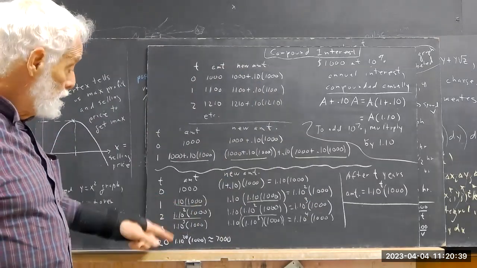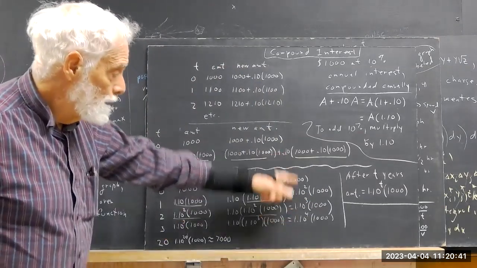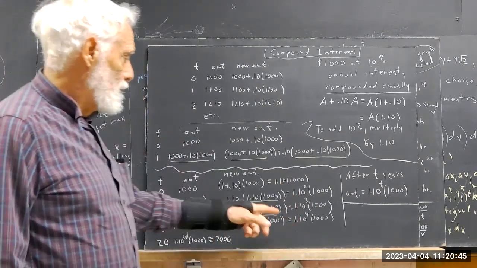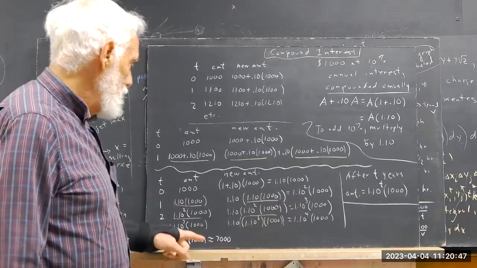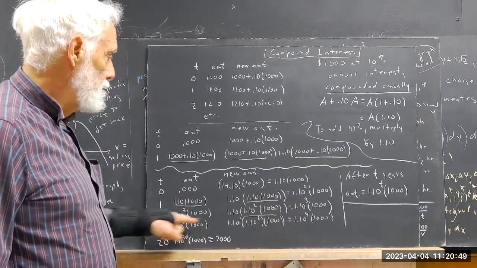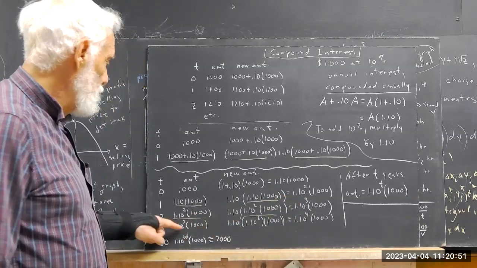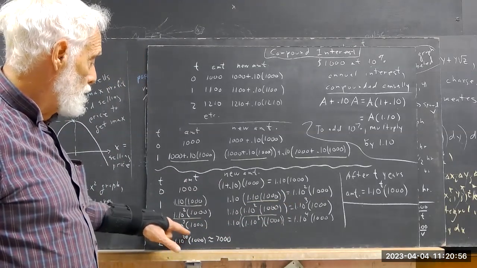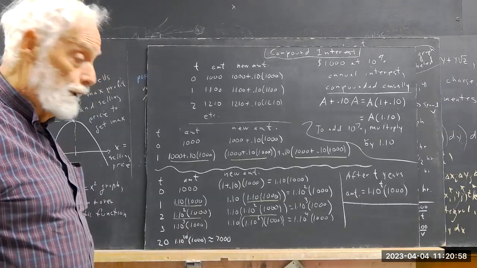So what do we have at the end of 20 years? We don't have to do it year by year since we've got our compacted notation. We see that the exponent we get for every year matches the number of that year. So we end up with 1.10 to the 20th times 1,000, which equals about 7,000.